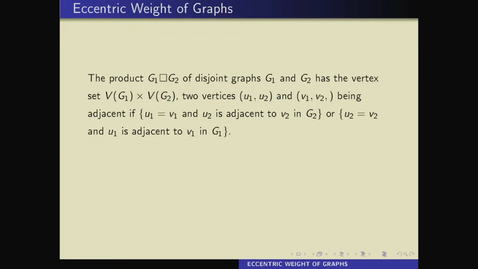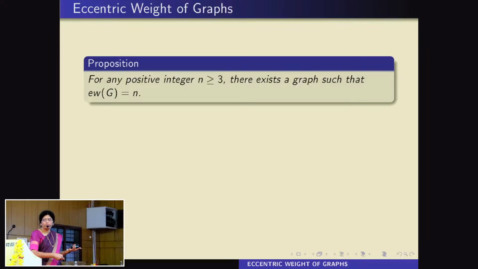Here we are considering the product of two graphs. Again take two disjoint graphs G1 and G2. The vertex set of the product graph is V of G1 cross V of G2, the Cartesian product of the vertex sets, and two vertices are adjacent if U1 is equal to V1 in the first graph and U2 is adjacent to V2 in the second graph, or U2 is equal to V2 in the second graph and U1 is adjacent to V1 in the first graph. That is the product graph of two graphs. One observation here is that the eccentricity of any vertex in the product graph is the sum of the eccentricities of the entries in that pair.